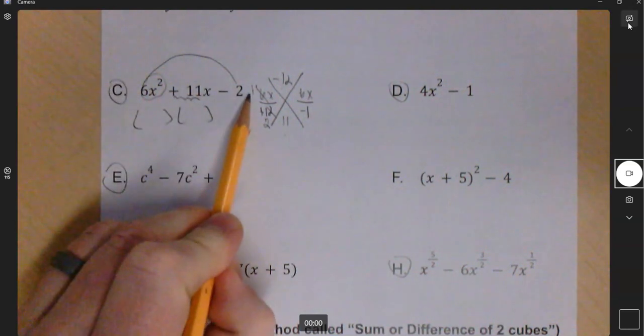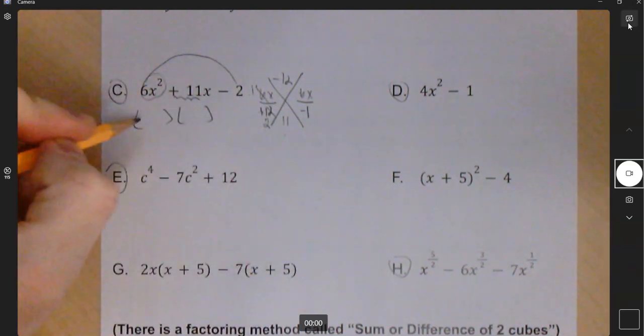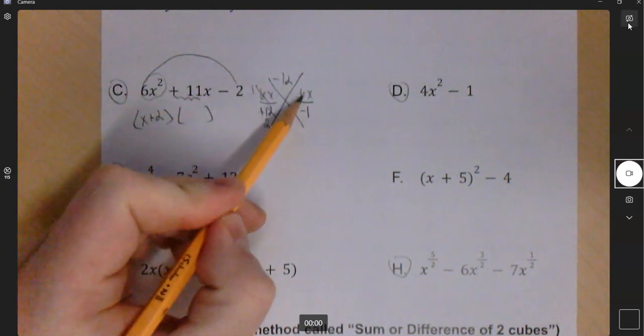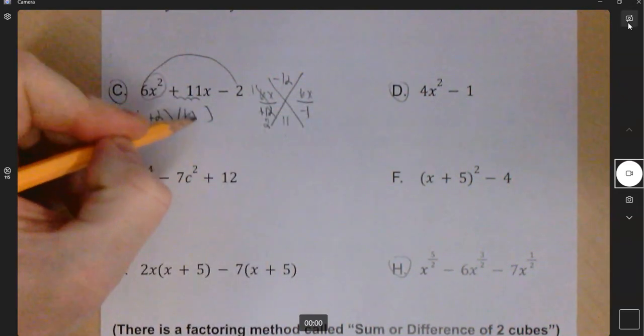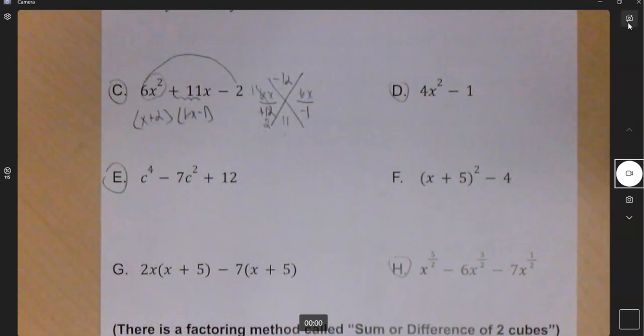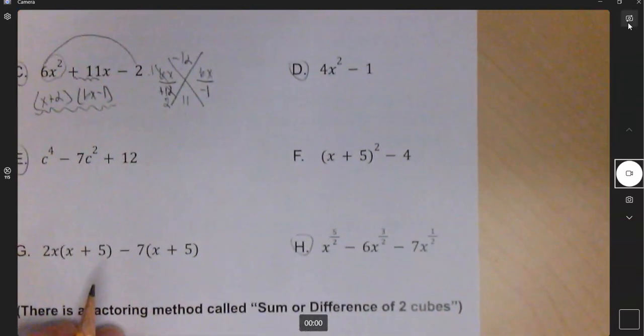So one of the factors is 1x plus 2, and the other one is 6x minus 6. You went through grouping, I got the same thing. Good, because that's the right answer. Next one, going over to letter D.